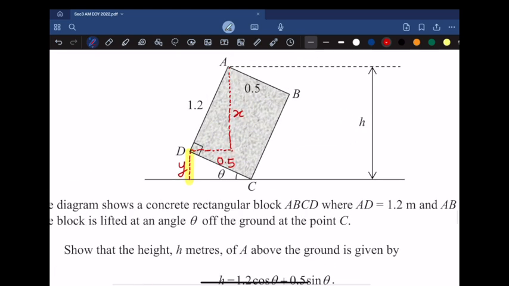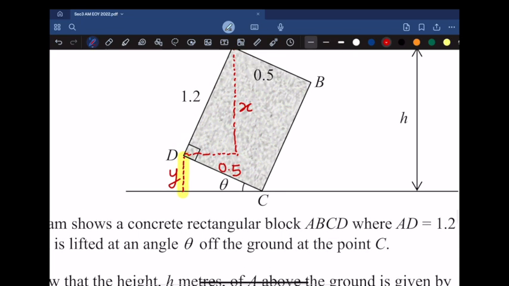Okay, next one, in this right angled triangle over here, how do we find the angles? You see, if I draw this line horizontal, therefore these are parallel lines.